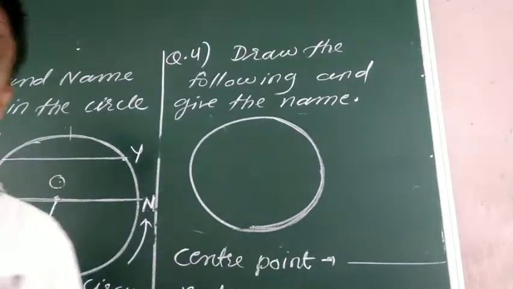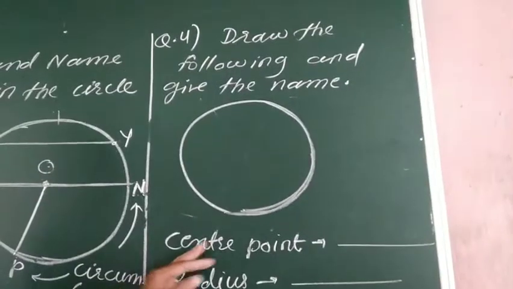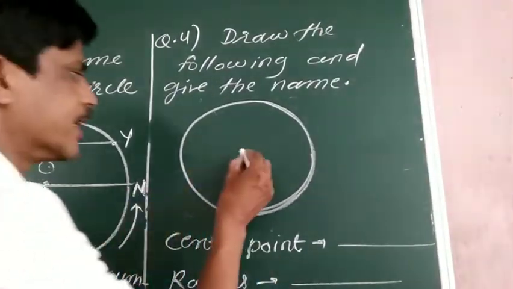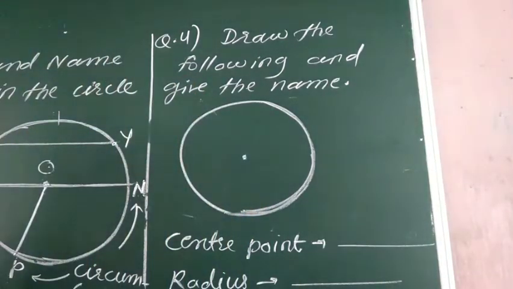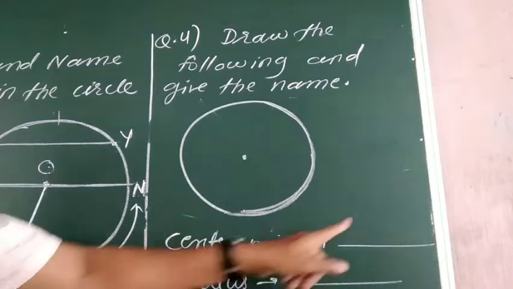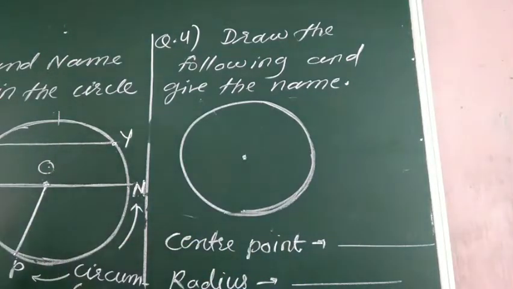Now we have to draw here. So first of all, what do we have to draw? Center point. चलिए, हम center point draw करेंगे. Suppose this is one center point. And then we have to write the name also. हम यहाँ पर name भी लिखेंगे. तो चलिए name बाद में लिखते हैं. First of all, we draw here the center point.